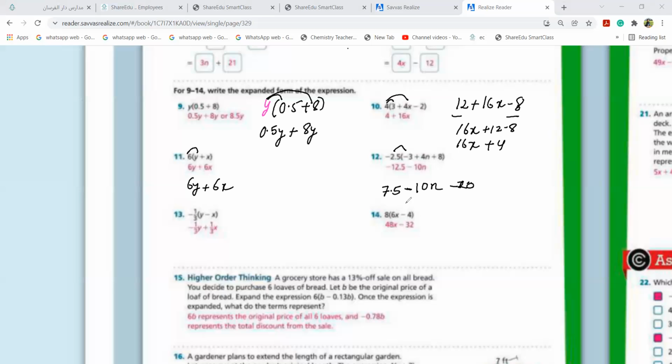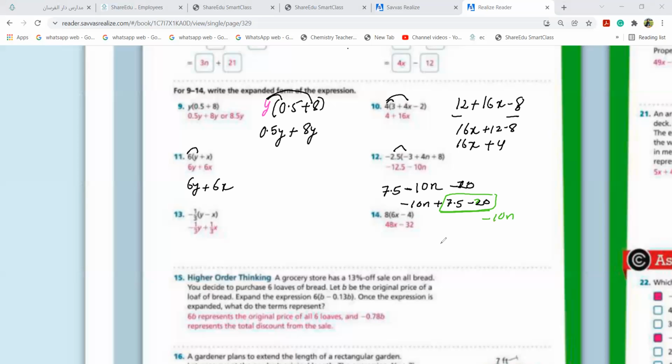Okay. So now here I have minus 10n and plus 7.5 and minus 20. What are the like terms? Like terms means what are similar? The 10n, does it have a partner? It doesn't have a partner. But 7.5 and minus 20, they are numbers. So you get minus 10n.